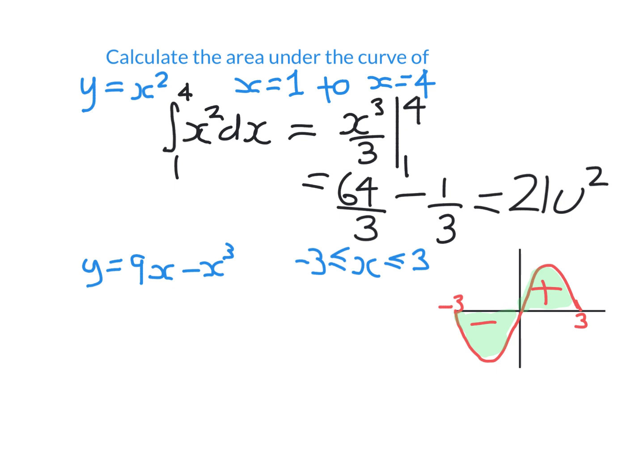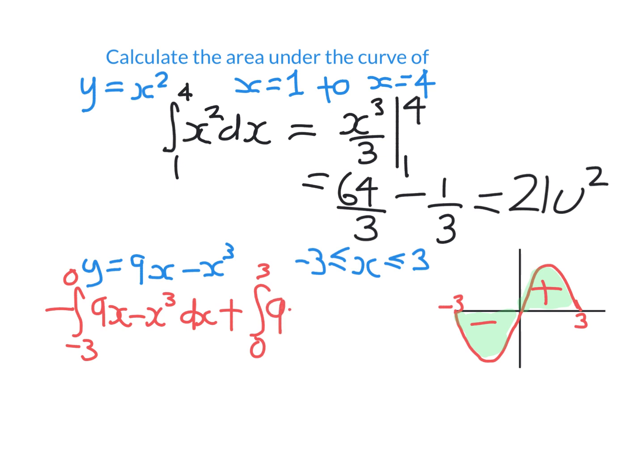From -3 to 0, that's the part where the area is negative. I'm going to integrate the function. Because that area is negative, I'm going to put a negative sign out there. This is negative; putting the negative sign out there makes it positive. I want the area to be positive. And then I'm going to add the area of the next region. Once again, we're integrating the same function, this time between 0 and 3.